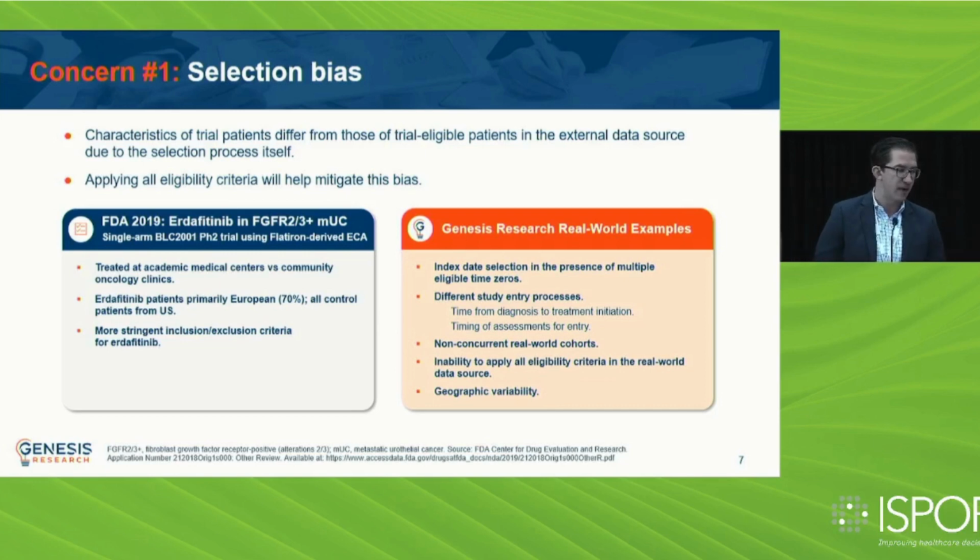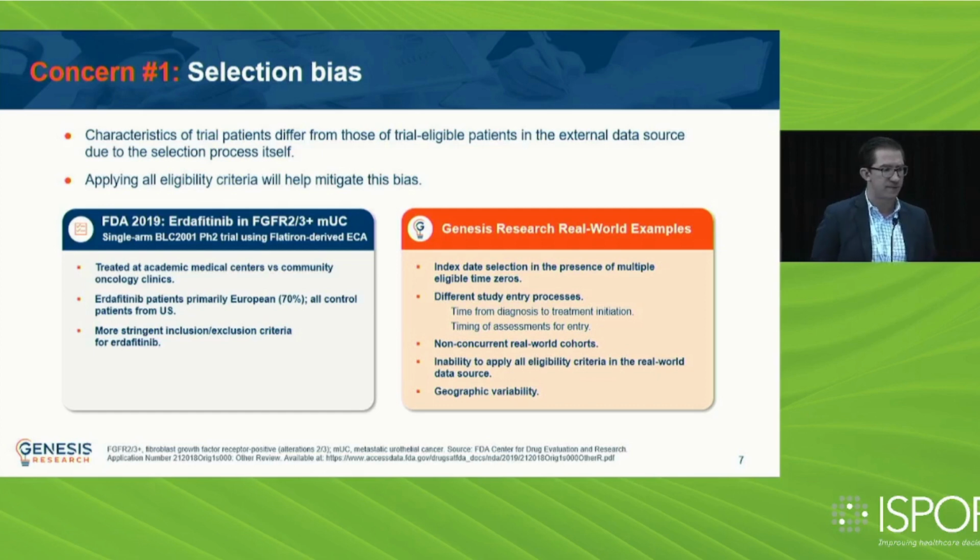One recent ECA that was reviewed by FDA in metastatic urothelial cancer, selection bias was a key concern that was raised. And in particular, they highlighted that those in the trial were treated at academic centers, while those in the real-world data were treated in community centers, that the majority of the trial patients were from European countries, whereas the real-world data source was entirely US, and that many of the eligibility criteria were not able to be applied in the real-world data set.